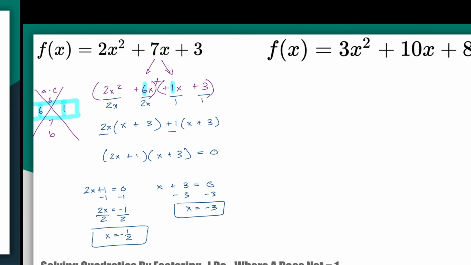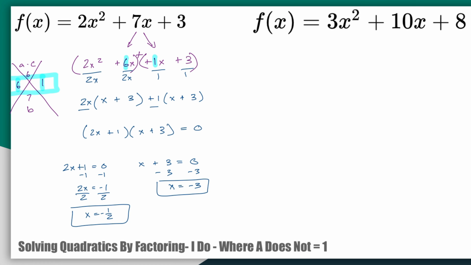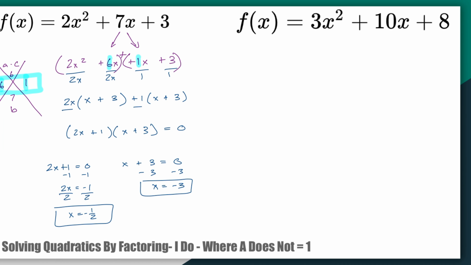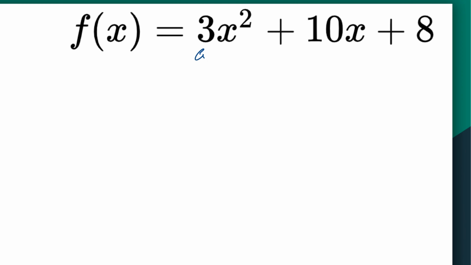Okay. So let's do another one. f of x is equal to 3x squared plus 10x plus 8. Okay. Identify your a, your b, and your c. Make your x factor. A times c goes up top, so we get 24. B goes on the bottom, so we get 10. Okay. Now, what times what gives us 24 that adds to be 10? And when I look at this, let's see what we got here.